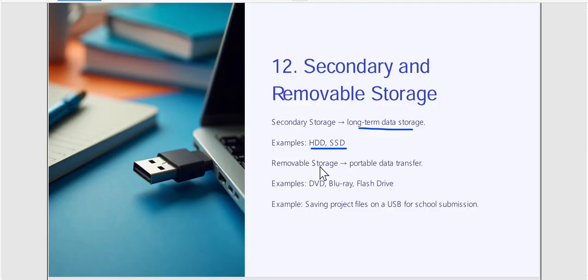HDD अगर आपके पास external है तो इसका मतलब ये है कि ये एक removable storage device है, यानी कि ये portable device है, you can carry it with yourself. Examples: DVD है, Blu-ray है, flash drives हैं. If you are going to save some kind of projects, you can save on a USB for school submission, so it is a part of portable device. So it is a secondary storage device, and it is not directly accessible by the CPU.